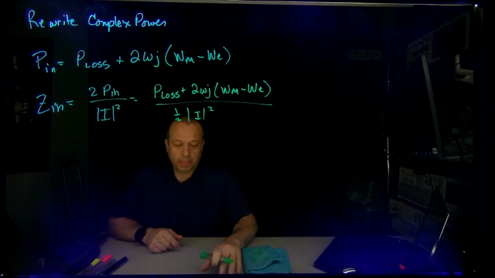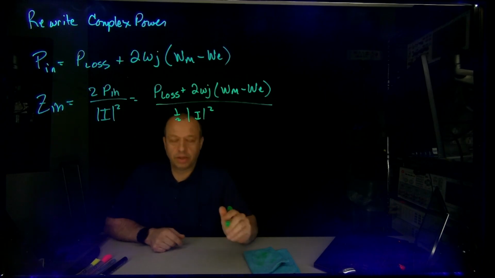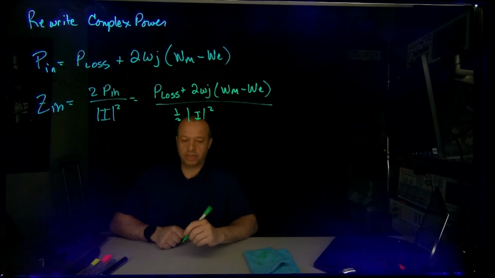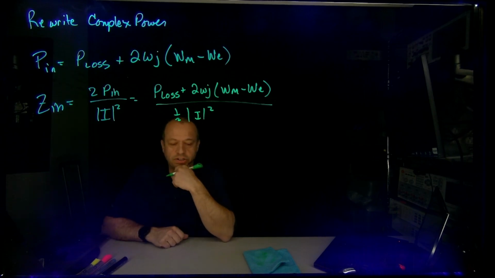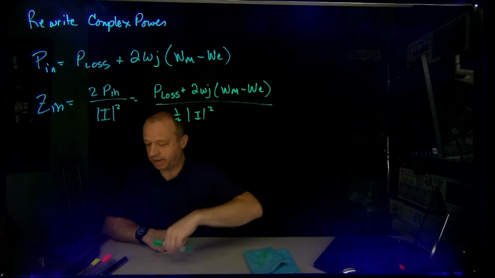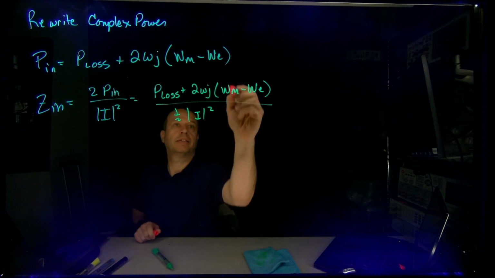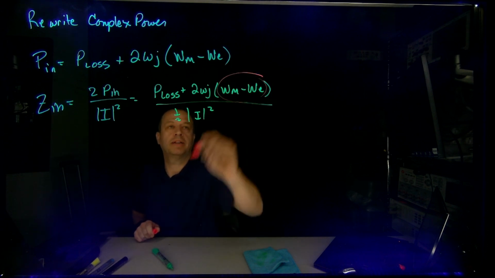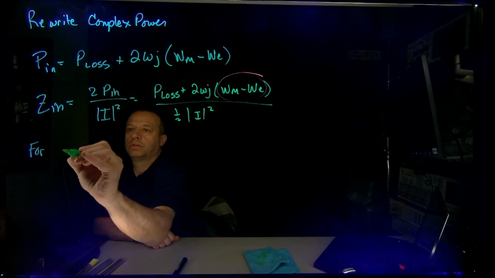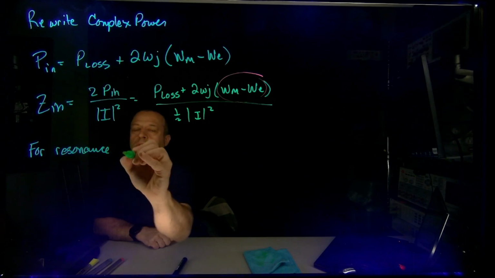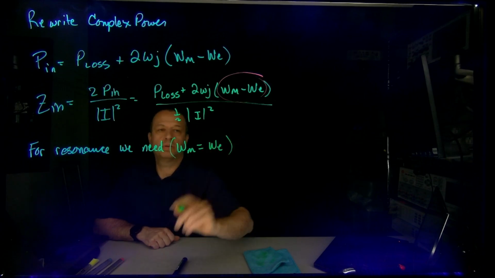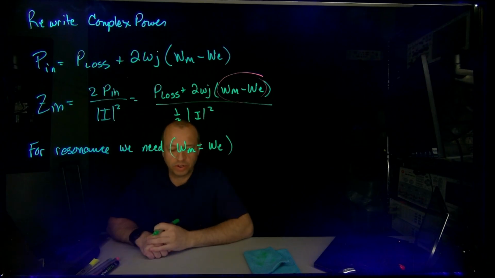So the question is, we started with resonance. Resonance occurs when the average magnetic and electric energies are equal. So that's essentially where your resonance actually happens. So for resonance, we need Wm to equal We. That's the condition that we're going to use.